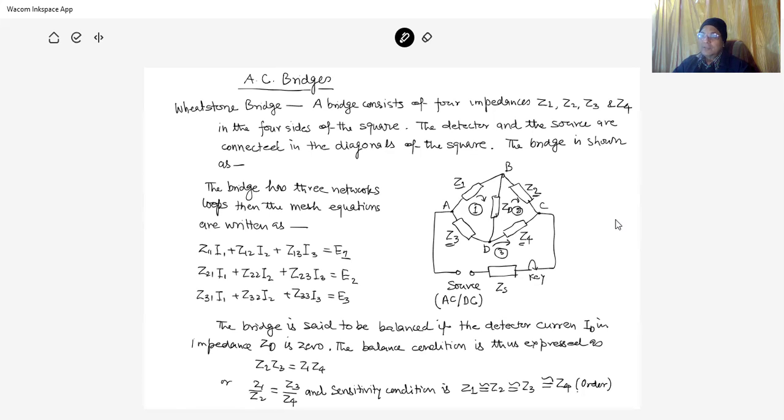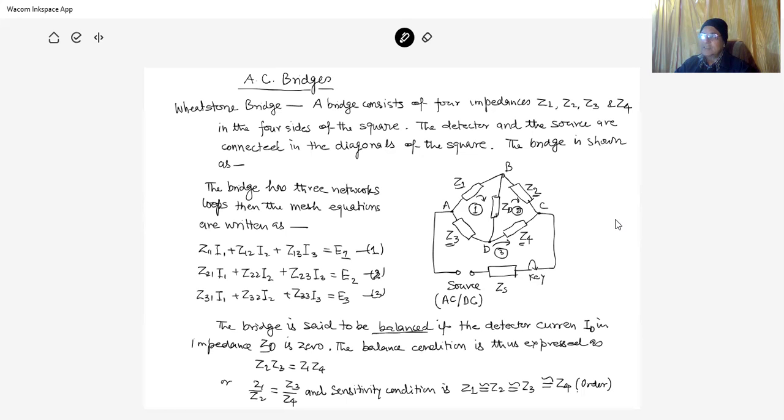So these are the three equations, and these equations take different values in the analysis. For example, E1 and E2 are 0 because these two loops have no source, and E3 has a finite value. So the equation simplifies, and on the basis of this simplification, the bridge is said to be balanced. A balanced bridge is a bridge in which there is no current in the detector arm. So current ID is 0 in impedance ZD.